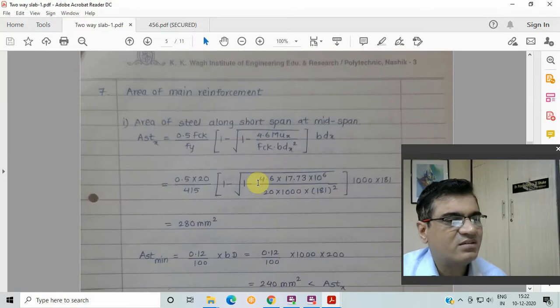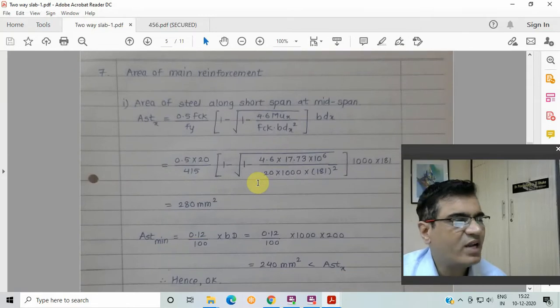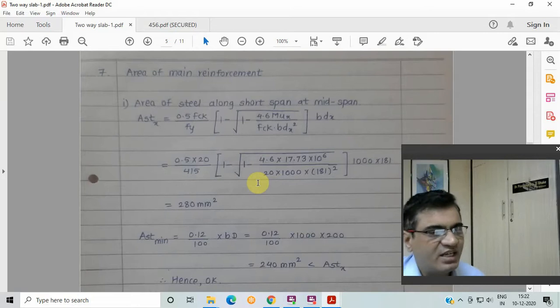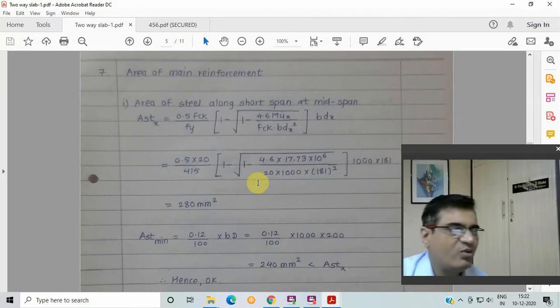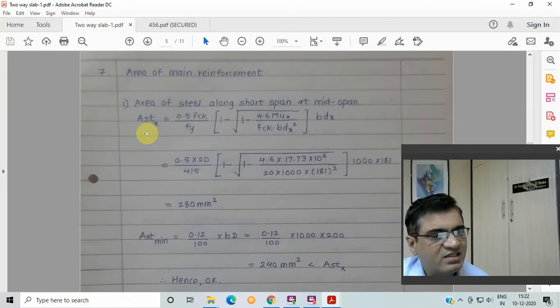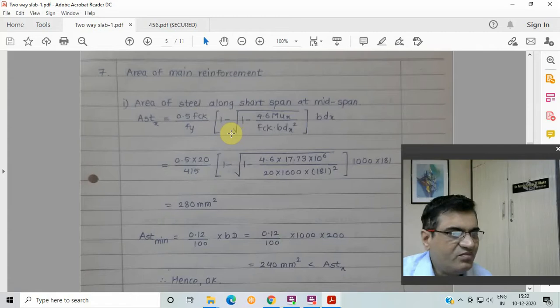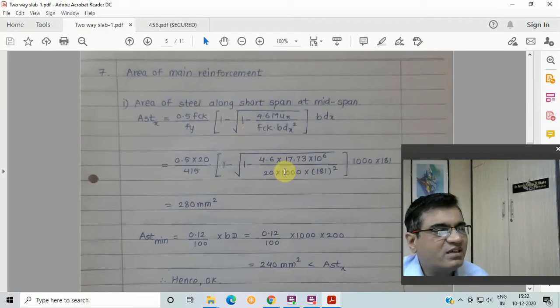Now next step is we need to calculate the area of main reinforcement. Area of main reinforcement along the x direction and along the y direction, that means along the short span and along the long span, both we need to calculate. This is the first equation in which the notation is written as Ast suffix x, that means the area of the x direction bar. Here we'll substitute the values. fck is 20 Newton per mm square, so 0.5 fck, and then fy, that is 415. Then Mux we'll consider as 17.73 and we got here 280 mm square.